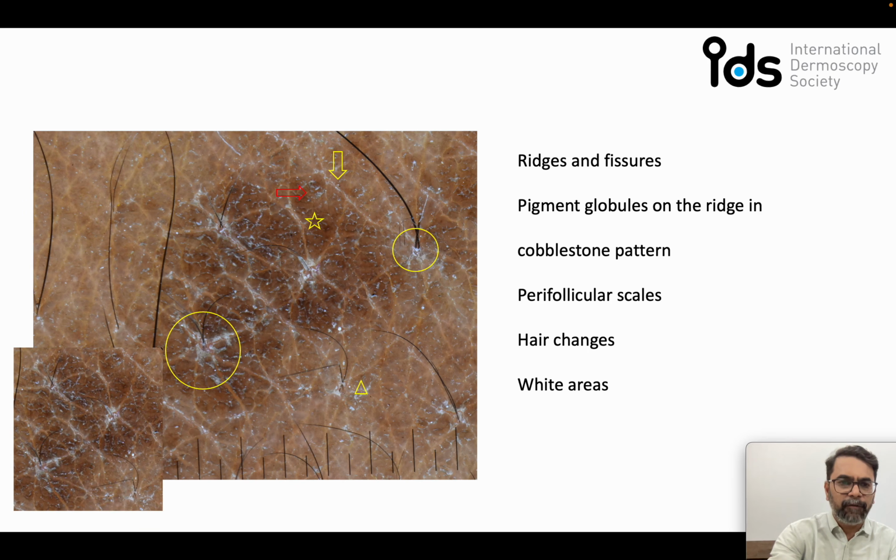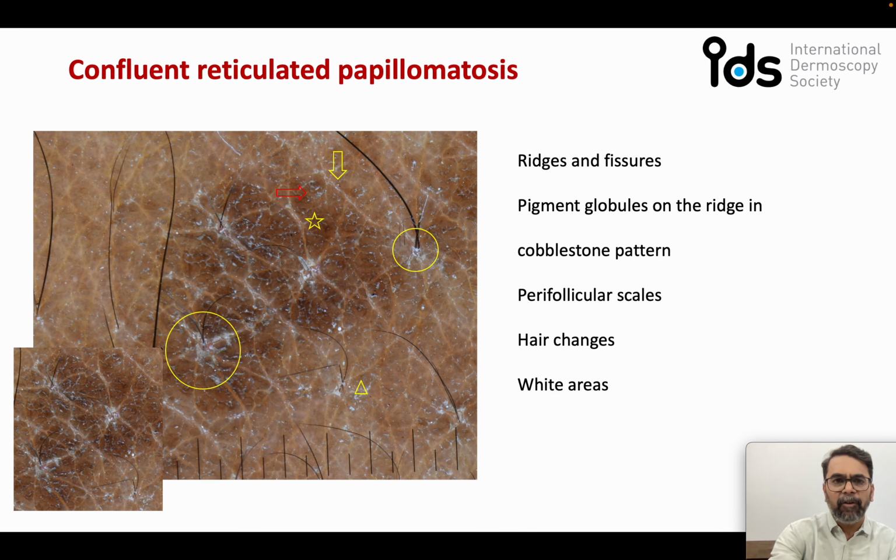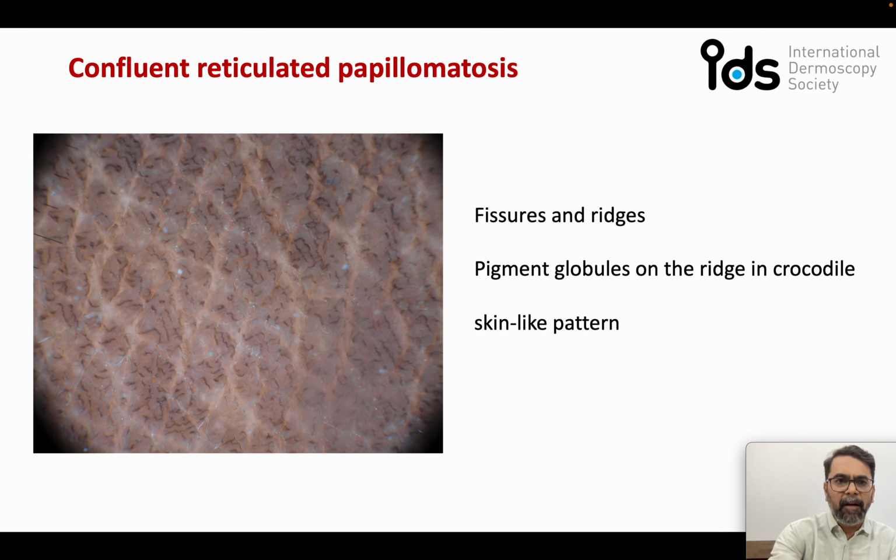This is a close-up view to show the cobblestone pattern of pigment globules on the ridge. So this was a case of confluent and reticulated papillomatosis. Another example of CRP showed fissures and ridges with pigment globules on the ridge in a crocodile skin-like pattern, and this type of pattern is particularly seen in skin of color because of heavy acanthosis and heavy melanin in the epidermis.